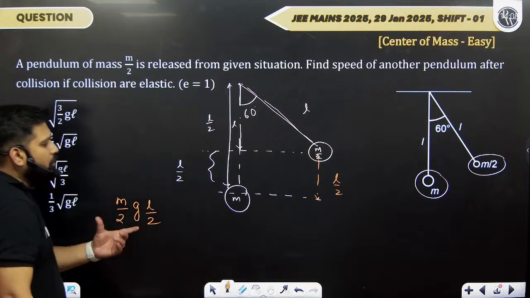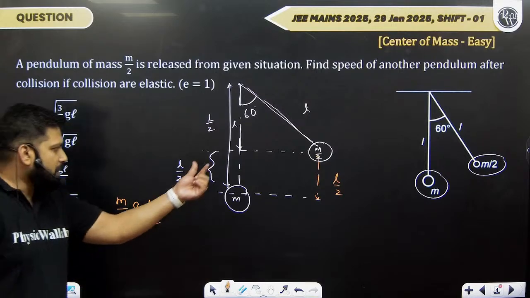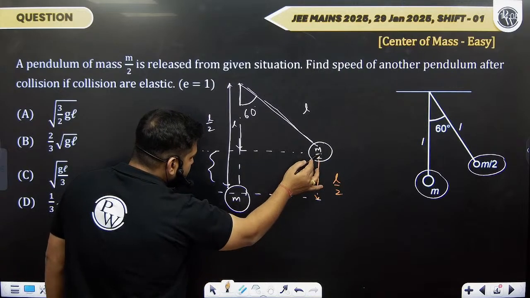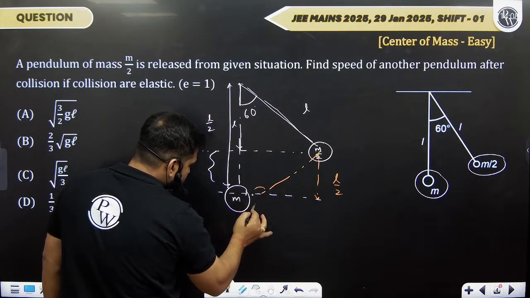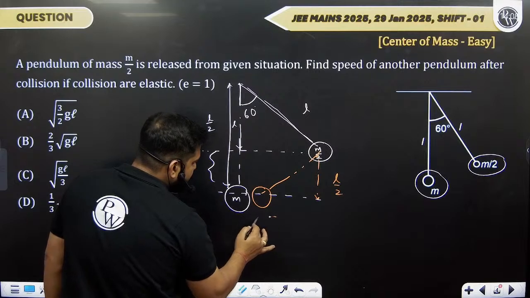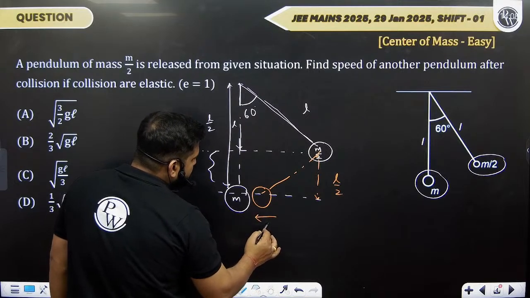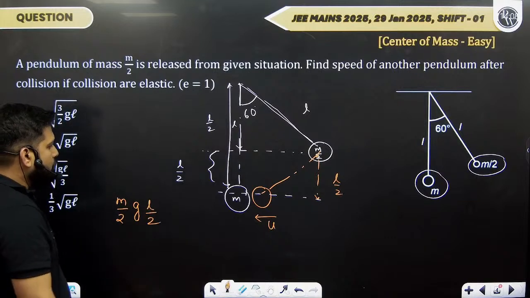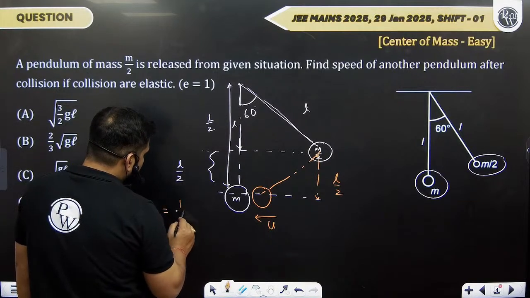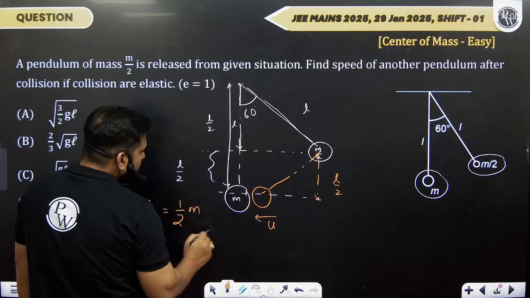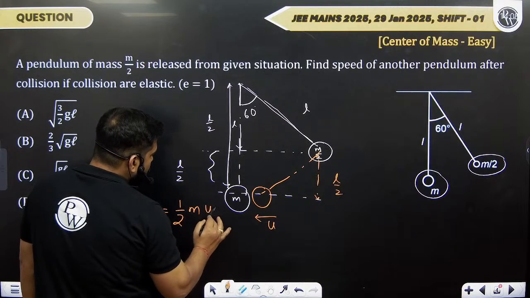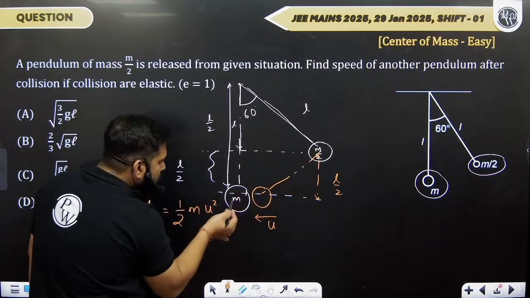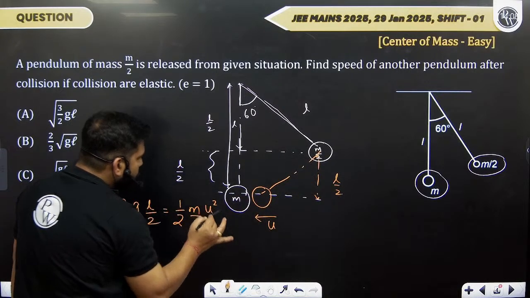Yes, this is the loss in potential energy of this mass m by 2, and it must be equal to the gain in kinetic energy, because when this mass reaches over here just before collision, it will have some velocity. Let's call this velocity u. So we'll write this equal to half m times u squared, and over here m is not m but it is m by 2.